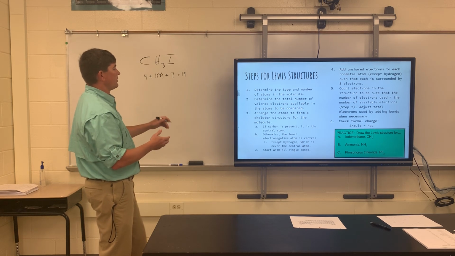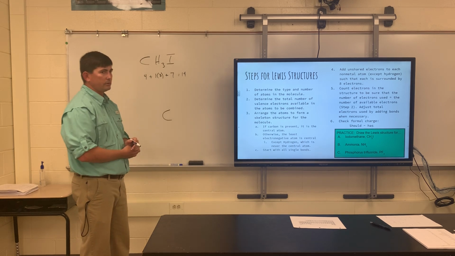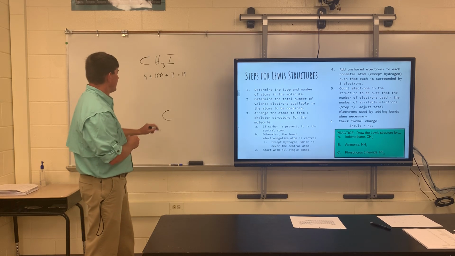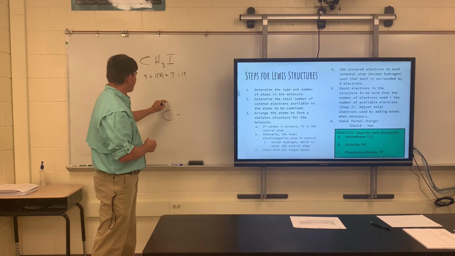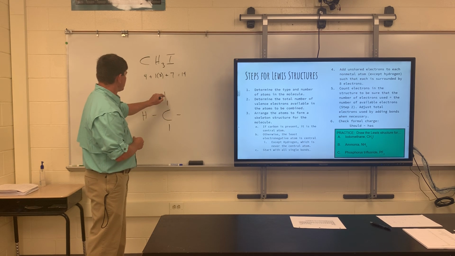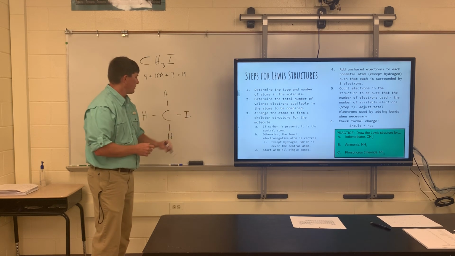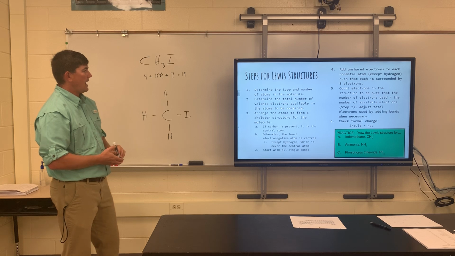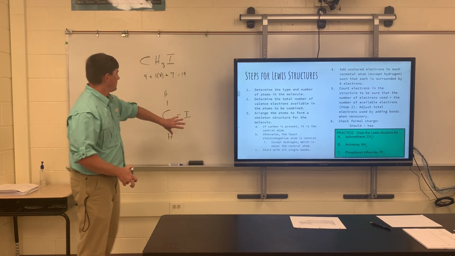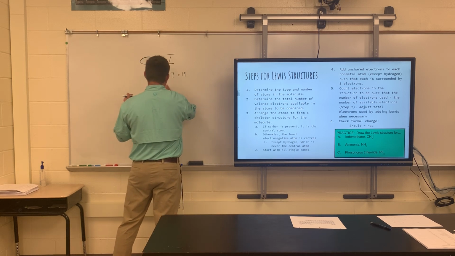I've got 14 to work with. Now I'm going to do my structure. I'm going to put carbon in the middle because carbon's present, and then I'm just going to put the other stuff around it. It doesn't matter where I put what. So I'm just going to go hydrogen, hydrogen, hydrogen, and I'm going to put my iodine over here. Okay? So I've got step 3 completed. I've built my little skeleton.